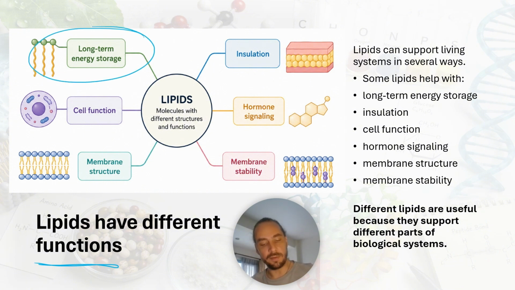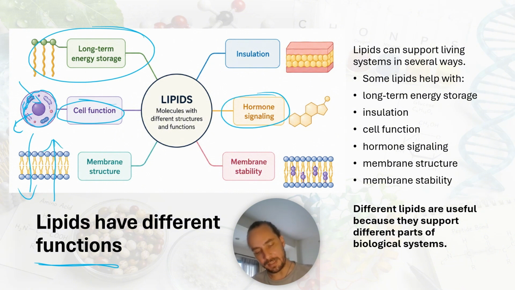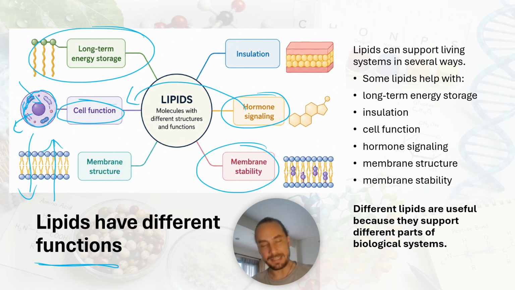Now, lipids have many different functions. We use them as long-term energy storage, especially around the stomach. They are also very important for cell function, because they make up the cell membrane. Okay, it controls what goes in and out of the cell. We also need hormone signaling, which controls cell function, and membrane stability, meaning is this membrane going to be fluid enough that things can actually diffuse through it? And then also insulation, keeping us nice and warm.